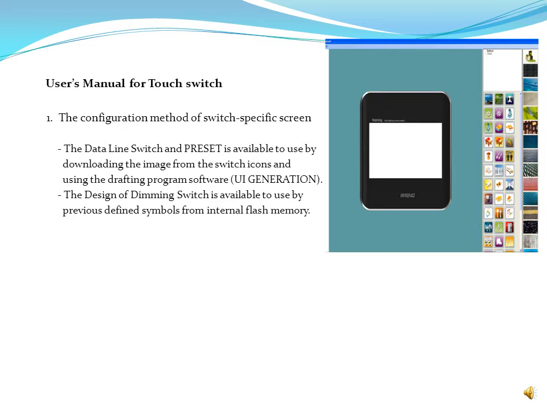User's Manual for Touch Switch. The configuration method of switch-specific screen. The data line switch and preset is available to use by downloading the image from the switch icons and using the drafting program software, UI generation. The design of dimming switch is available to use by previous defined symbols from the internal flash memory.